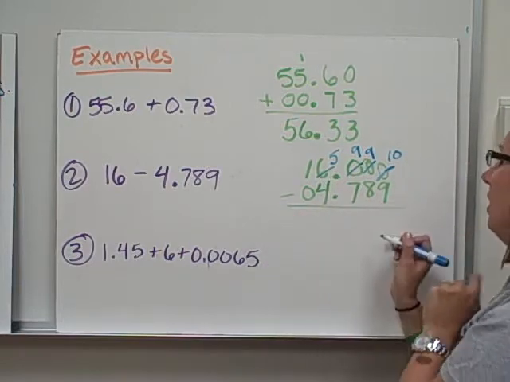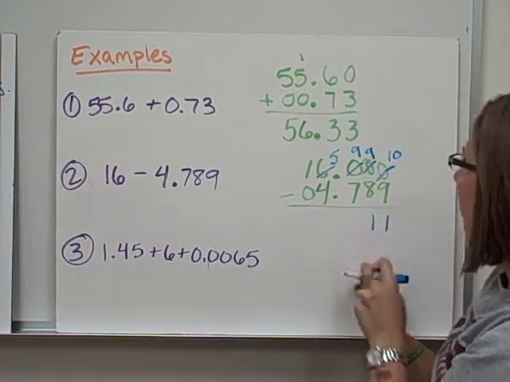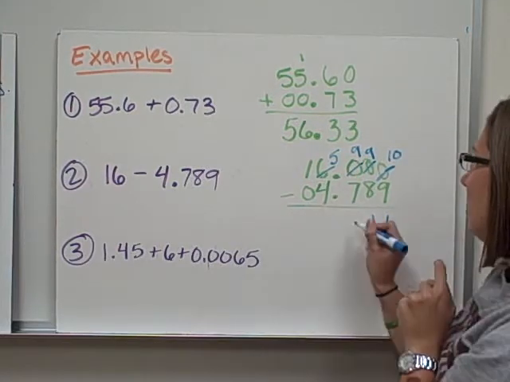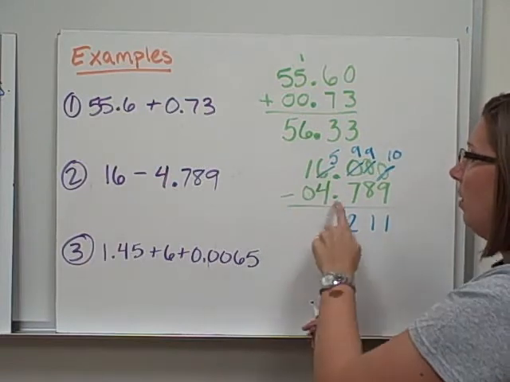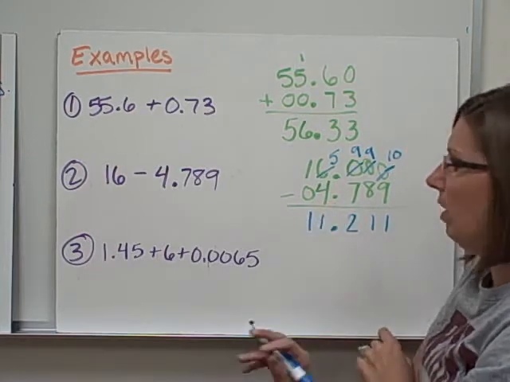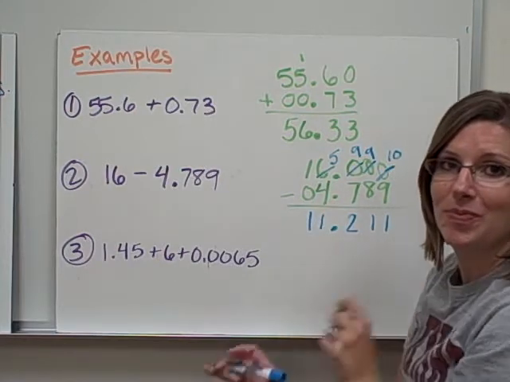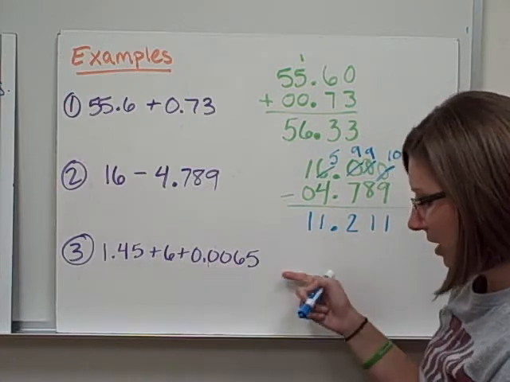Now I've got 10 take away 9, and that's 1. 9 take away 8, 1. 9 take away 7, 2. Bring down my decimal. 5 take away 4, 1. And 1 take away 0, 1. There's my final answer. Okay, and we've got this other one listed here.